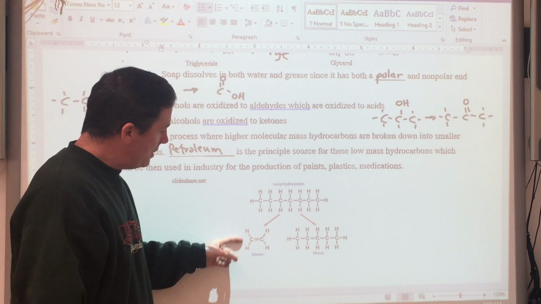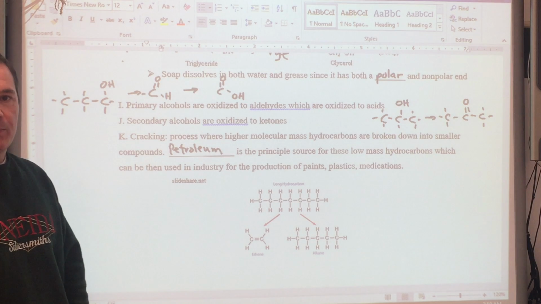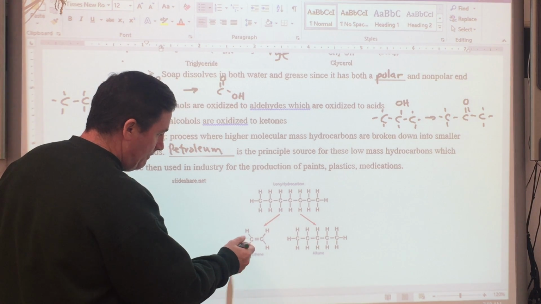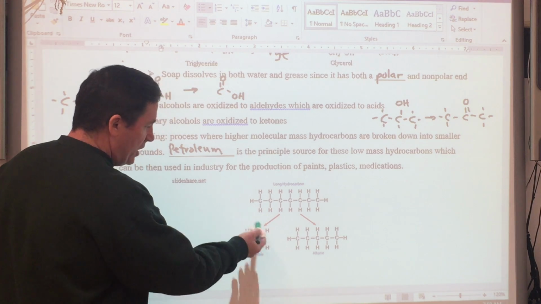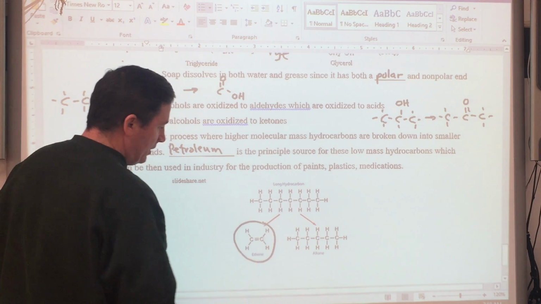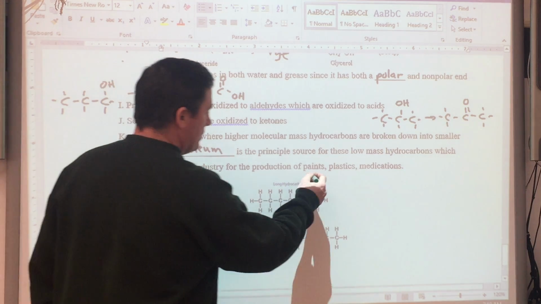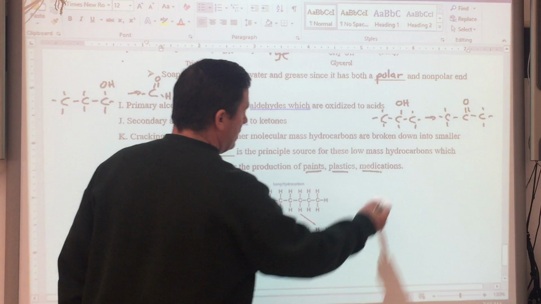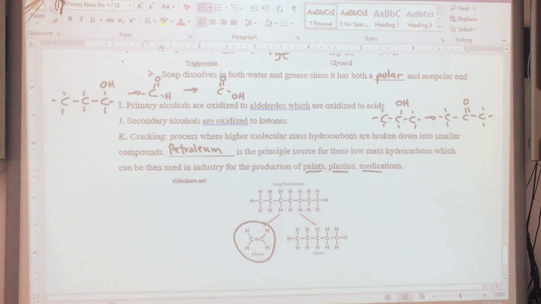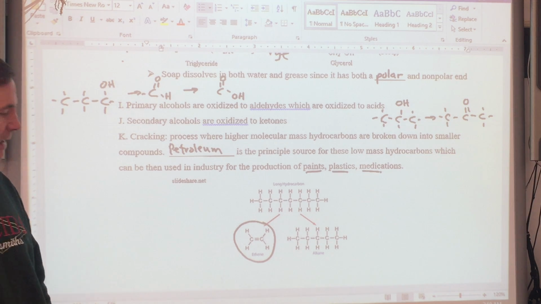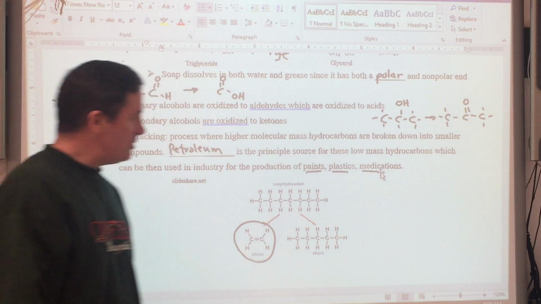And then these pieces can be used for other processes like ethene, which is the same thing as ethylene. This thing can go through polymerization, so I can make a polyethylene with that. So these are the types of things that help make paints and plastics and certain medications. All right, so that's the end of the organic reactions and therefore the end of all the notes for the organic chemistry unit.